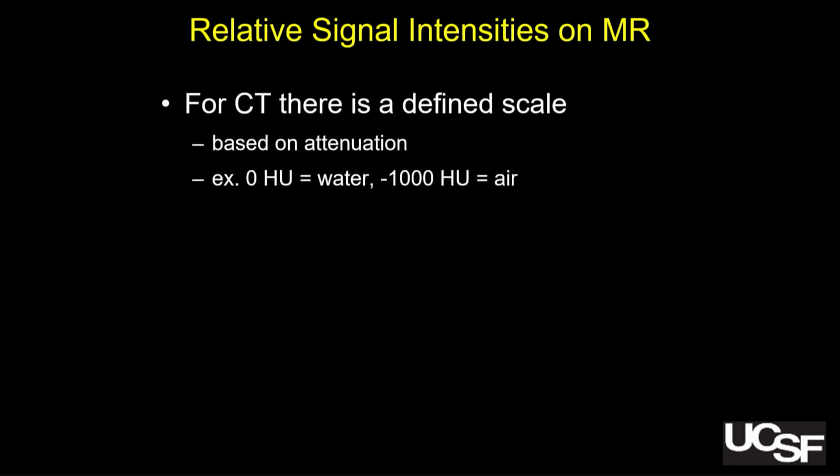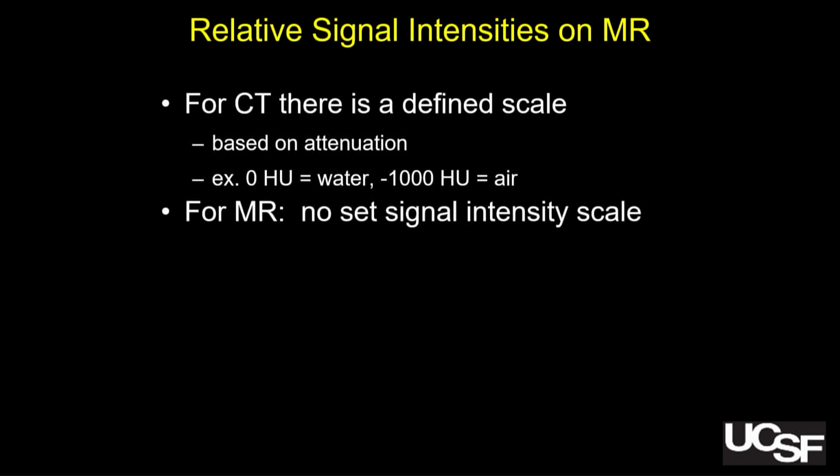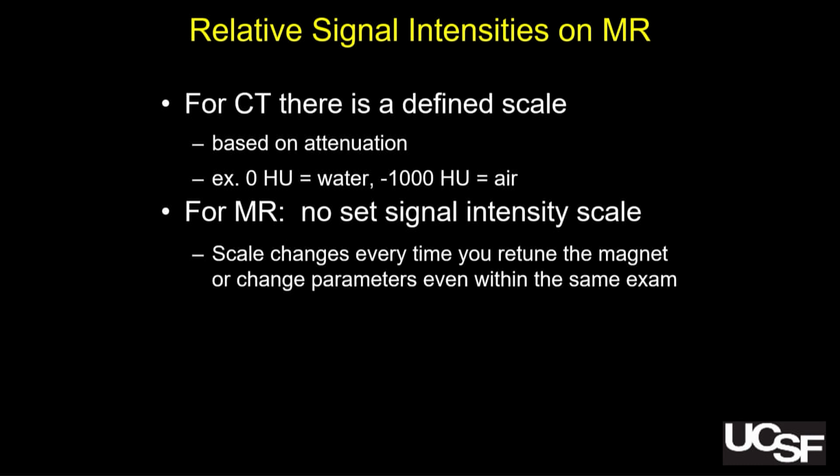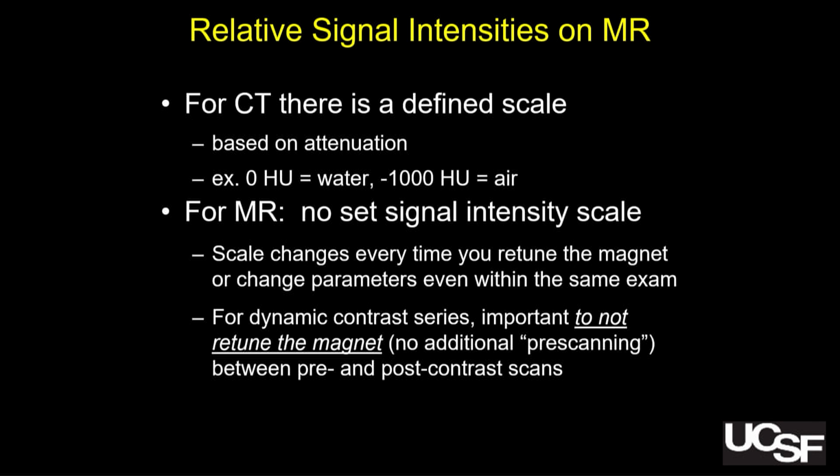On CT, you have a defined scale. 0 is water, minus 1,000 is air, etc. On MR, everything is relative. There's no set scale. So it changes every time you retune the magnet. So whenever you do a pre and then you do the post, you give a bunch of GAD, it changes the scale. Because gadolinium is super bright.